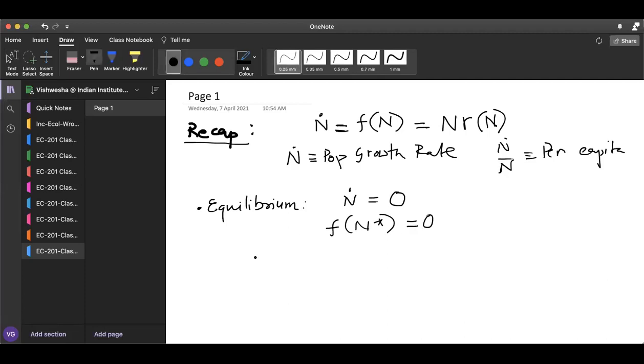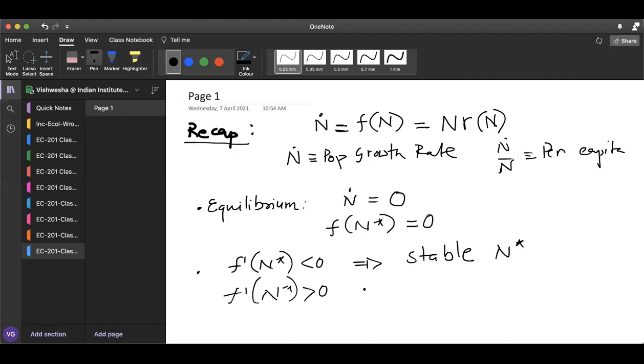But equilibria come in basically two broad categories: stable or unstable. To know if it is stable, we need to calculate the derivative of f at n star. If this is less than 0, this means n star is stable. If this derivative is greater than 0, we have an unstable equilibrium. And remember that this is a measure of local stability. What happens if we make small perturbations?